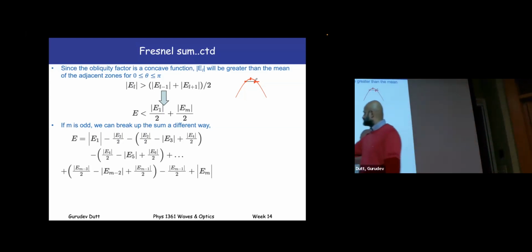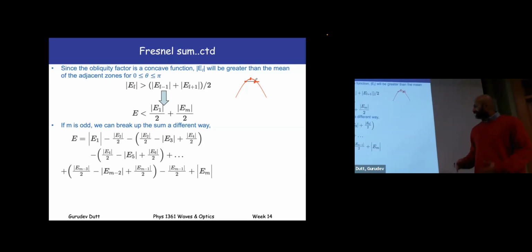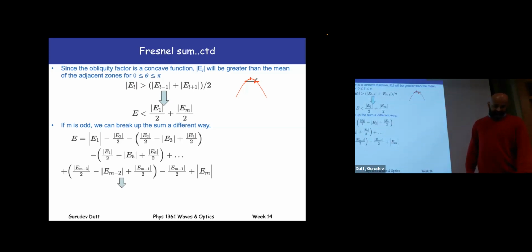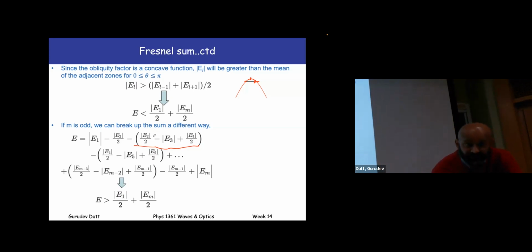Okay, so now as you can see, this is E1 minus E2 over 2 minus and so on. So exact same idea, but now we are keeping all the odd contributions as they are and breaking up all the even contributions. As you can see, all of these are going to come in with a positive sign, because this is negative and then this is minus of that. So that's all going to come in with a positive sign. And then we are left with just this term and this term.